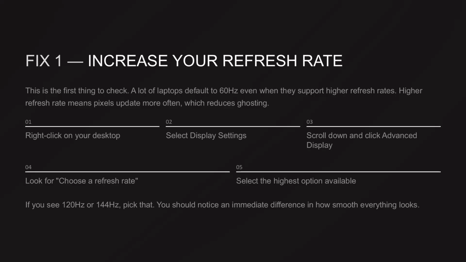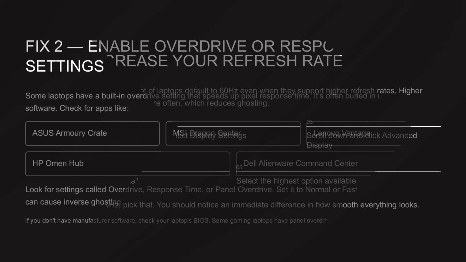Right-click on your desktop. Select Display Settings, scroll down and click Advanced Display. Look for Choose a refresh rate. Select the highest option available. If you see 120 Hz or 144 Hz, pick that. You should notice an immediate difference in how smooth everything looks.